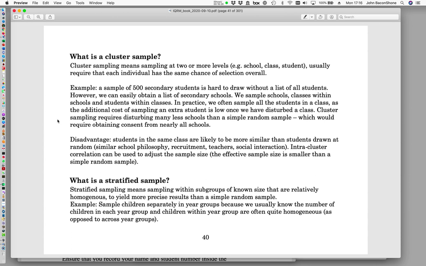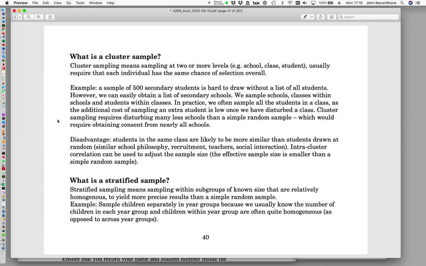So you could draw a sample of classes within the school, and then the school should be able to help you draw students within the class. In practice, we quite often sample all the students within a class, because if they've agreed for you to go and disturb a class, it may be easier just to collect data from all the students in that class once you've got that consent.